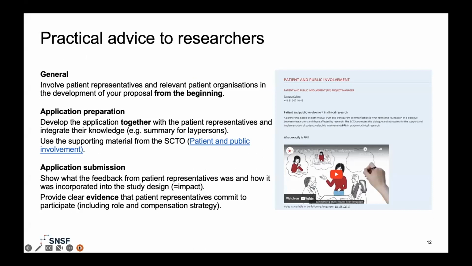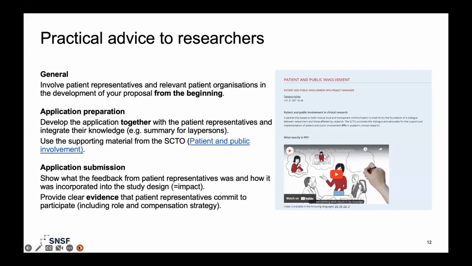Thank you. I just wanted to give some practical advice. I think they are really close to what Cindy already presented. So, yeah, I think you should involve the patient representative from the beginning and develop the application together with them. So the 4 months for the PPI preparatory grant is really short. And so ideally, this would be for when you have the activities, but you would already have contacted people before that. I wanted to say that we highly recommend using the support material from the SCTO.